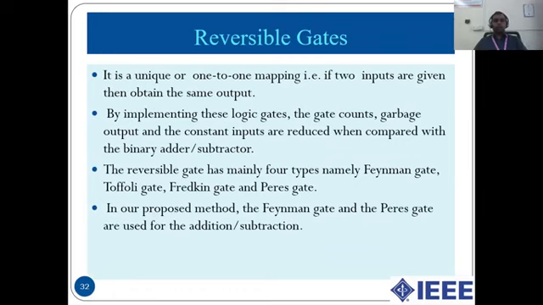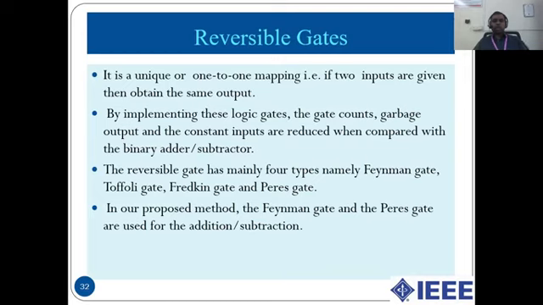Reversible gates have a unique one-to-one mapping. If 2 inputs are given, then we obtain the same number of outputs, 2. And by implementing these logic gates, the gate counts, the garbage outputs, and the constant inputs are reduced when compared with the binary adder or subtractor. The reversible gate has mainly four types, namely Feynman gate, Toffoli gate, Fredkin gate, and Peres gate. Those are named after their proposed authors.